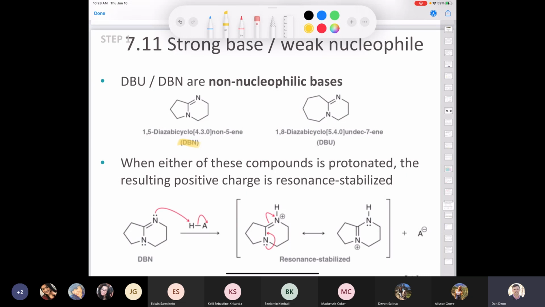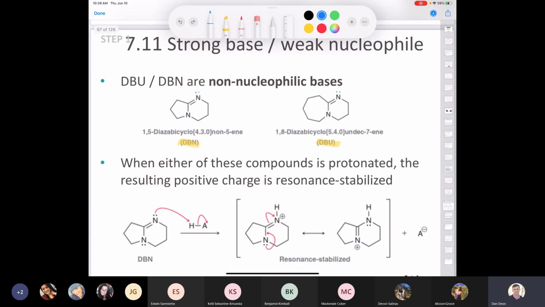And then DBU is diazabicycloundecene. You can read the whole name here. But the idea is that they both have lone pairs on these nitrogens. So they're both basic, and you can see the reaction here where DBN is behaving as a base. It picks up a proton, and you end up with a resonance stabilized conjugate acid. So that's why it's such a dandy or a great base.